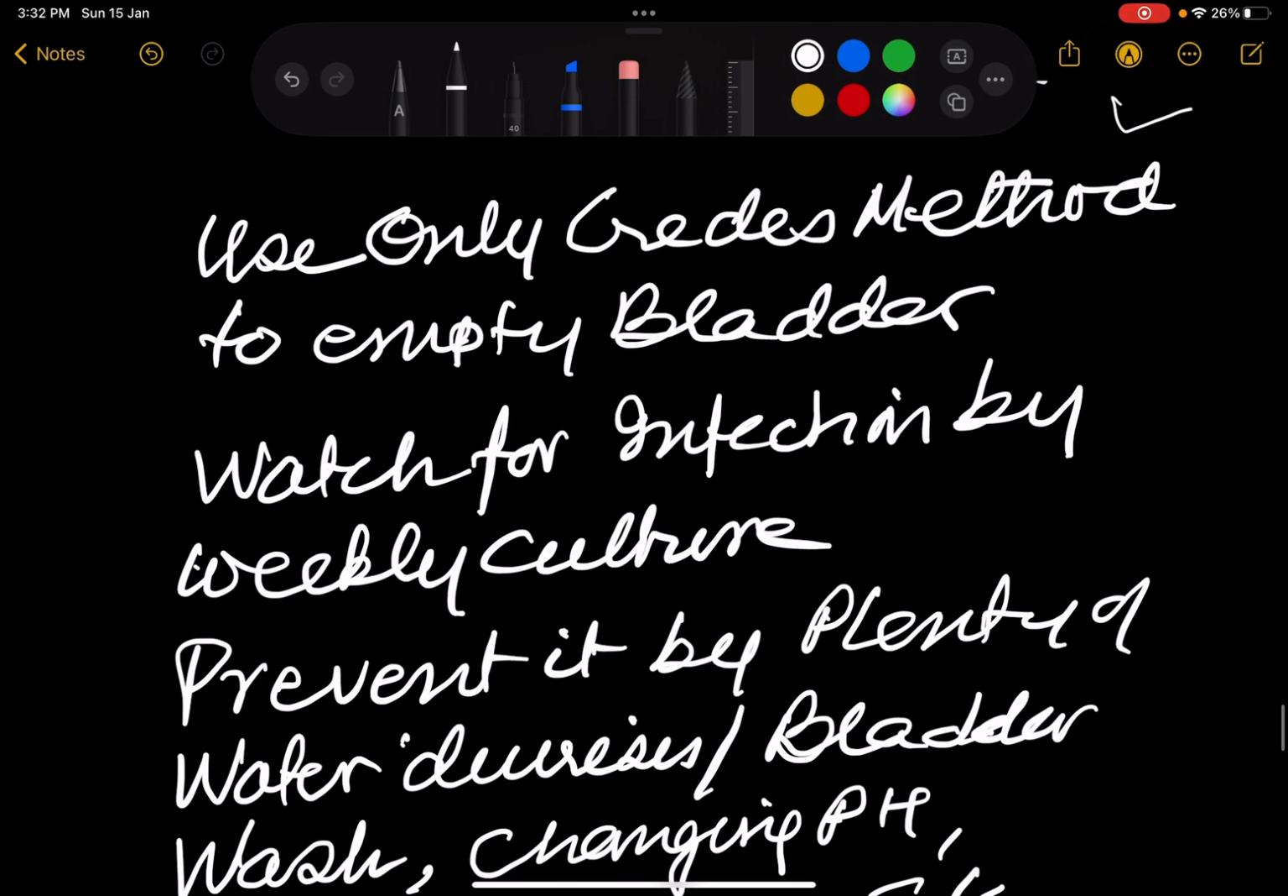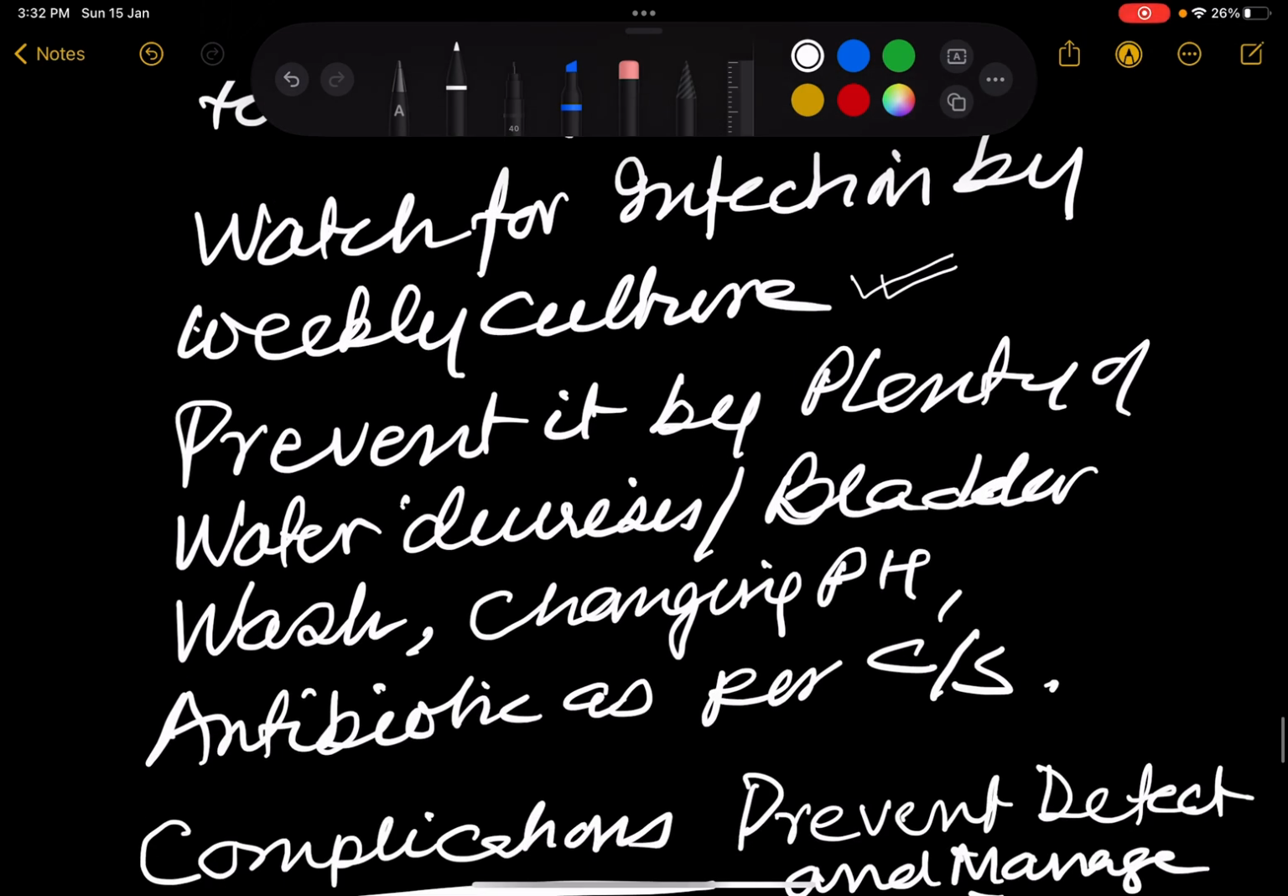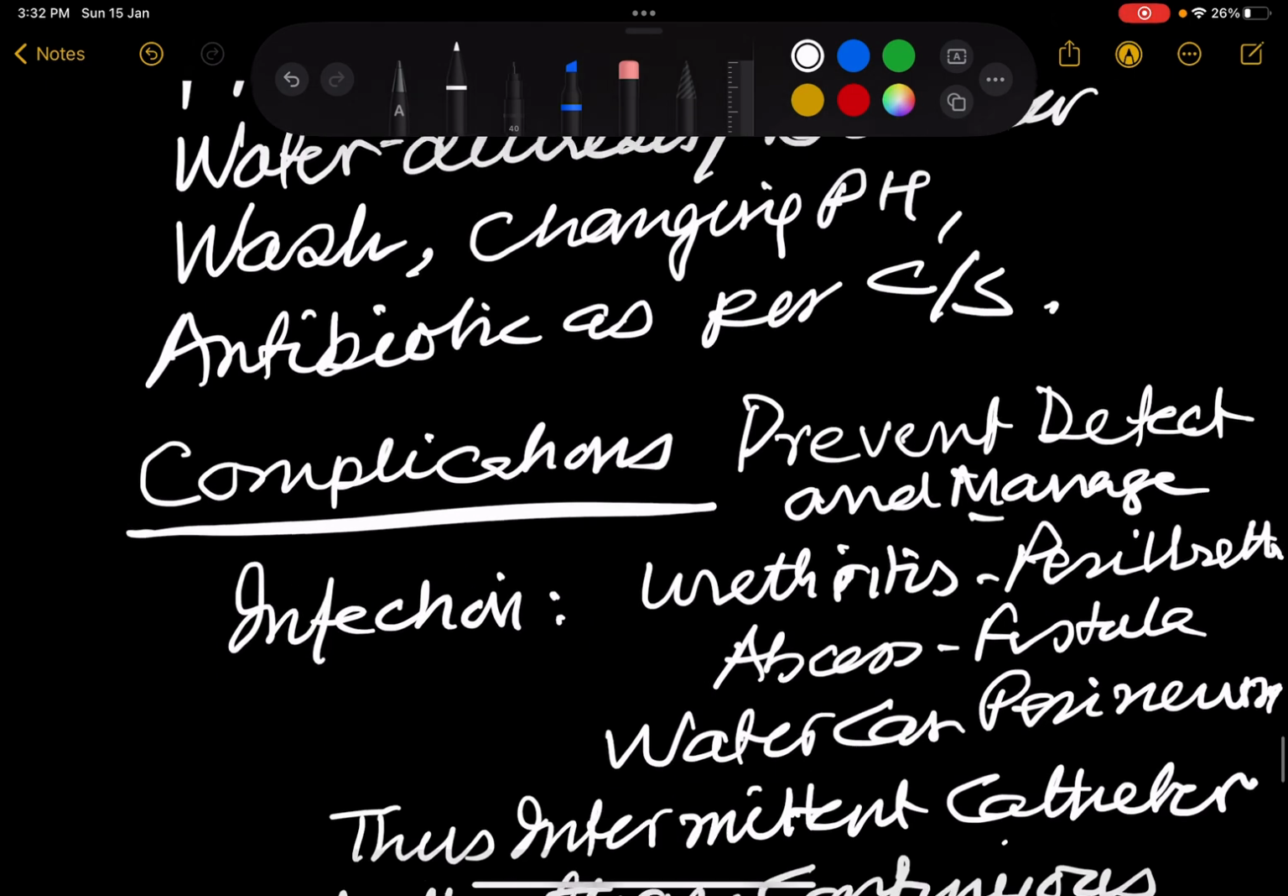But here you should be very careful. You should watch for infection by weekly culture. You should prevent it by plenty of fluids, plenty of water, which induces diuresis. Bladder wash can compensate this diuresis. Change the pH by giving alkasol so that bacteria like E. coli don't grow in it. And you can give antibiotics as per culture sensitivity.